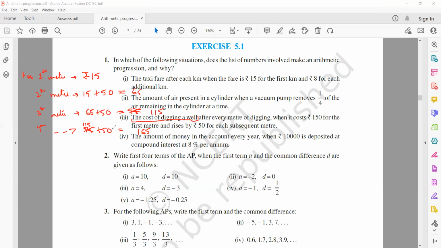Okay. So again, I can see that in each term, a fixed number is being added, right? So this is an AP. We can observe that a fixed number is added to each subsequent term. So this is an AP. Can you write the line?